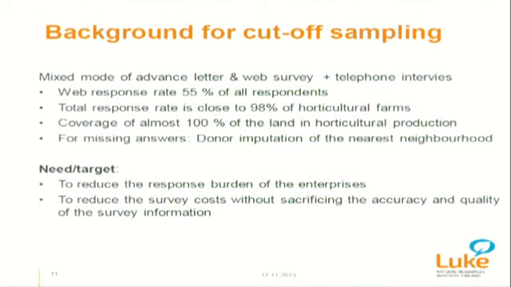Our horticultural survey is mixed mode: an advance letter and web survey, and telephone interviews. The web response rate is quite high, 55% of all respondents. And the total response rate is close to 98% of horticultural farms. Finnish farmers are quite good at answering our questions. It's very important for us. And the coverage is almost 100% of the land of horticultural production. And for missing answers, we are using donor imputation of the nearest neighbor. And our target is to reduce the response burden of enterprises and reduce survey cost without sacrificing the accuracy and quality of the survey information.